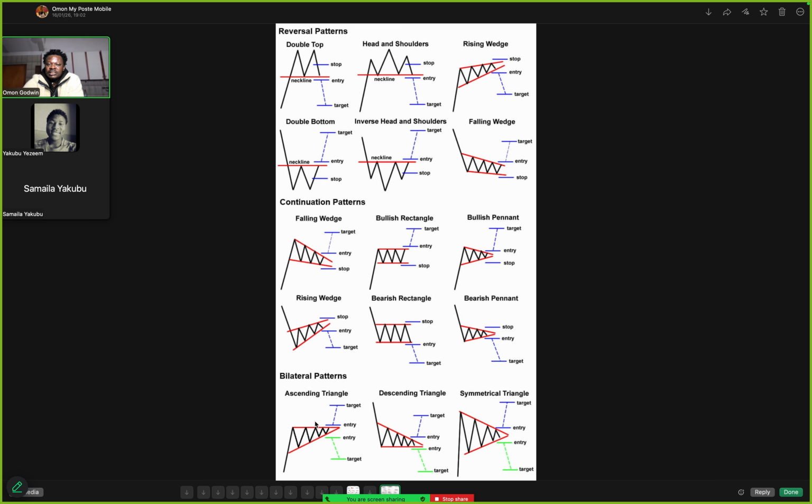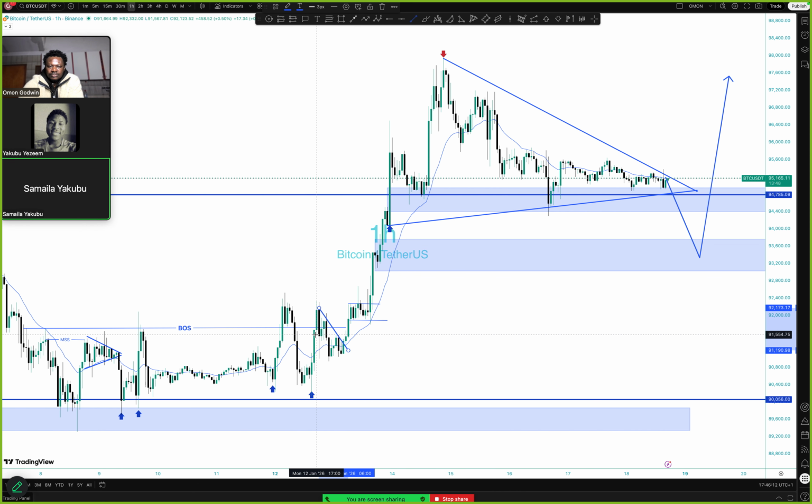Did it align with our falling wedge? Yes, thank you. We have a falling wedge here, and we have what we call a rectangle here. So let's go and check again. Let's see which other ones we have there. We have found this falling wedge, then we have found the rectangle.